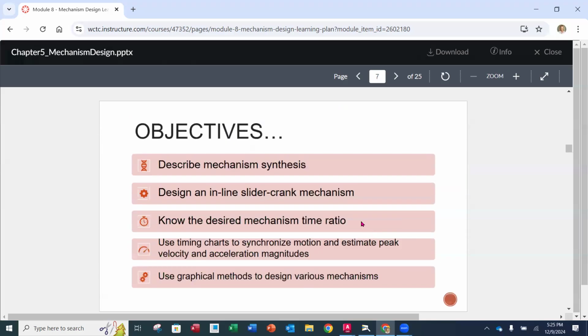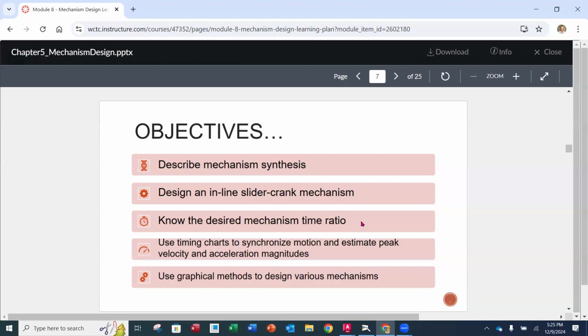So objectives of our chapter here is, first of all, we're going to be describing mechanism synthesis. I don't know why in this particular book, but I think maybe they're trying to be fancy. Really, all synthesis is, is mechanism design. So it's just another word for design. So we're going to be looking at mechanism design. We're going to look at designing inline and offset slider crank mechanisms. We're going to know the desired mechanism time ratio, and you're going to understand what that means.